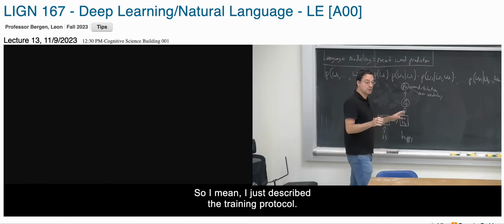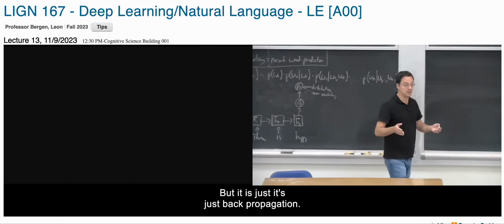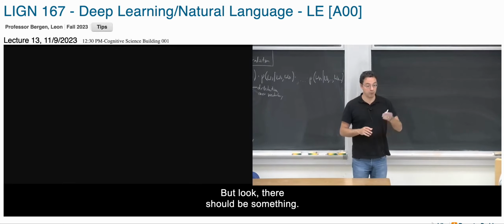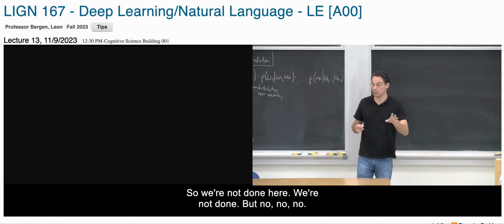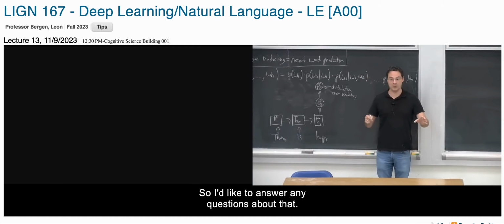So I just described the training protocol. I didn't describe backpropagation yet here, but it's just backpropagation. I just compute a gradient. But there should be something. You may be confused about the right thing here because there's something that's not quite right about this. So we're not done here. But if anyone is confused right now, that's good. I'd like to answer any questions about that.